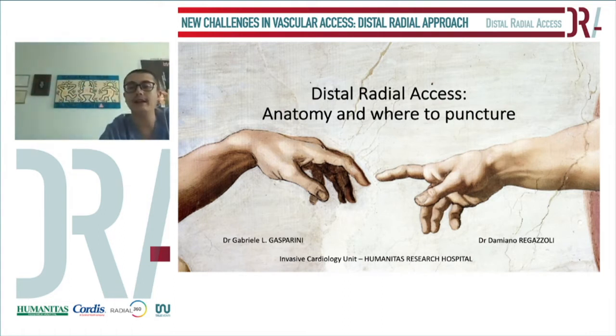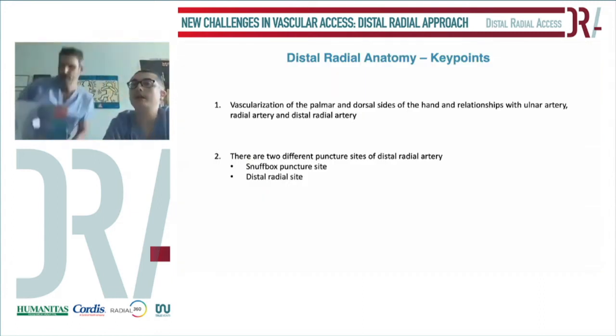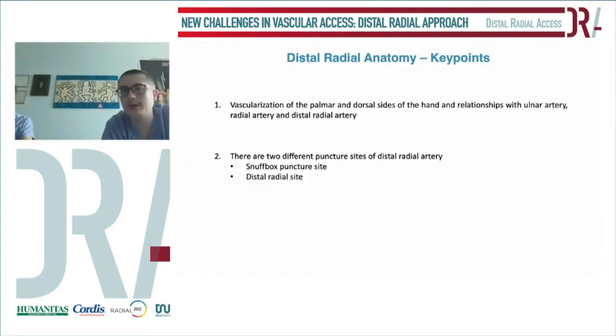So the key points of this second presentation will be, it's a little bit boring because this is the part of the anatomy, and the anatomy is always a little bit boring. But anyway, we will focus on the vascularization of the forearm and the hand, both on the palmar and dorsal side. And obviously, we will focus on the relationship of hand vascularization with the ulnar and radial artery. And then we will focus on defining the skin and bone references for the puncture site for distal radial access.